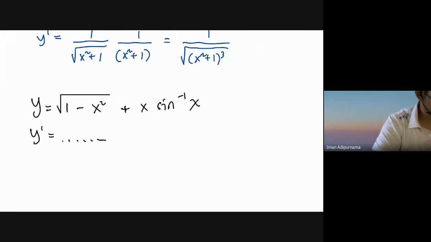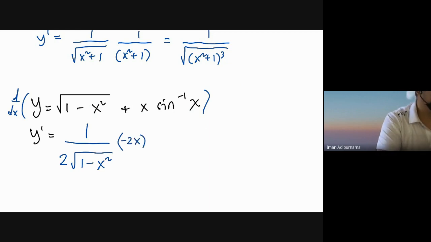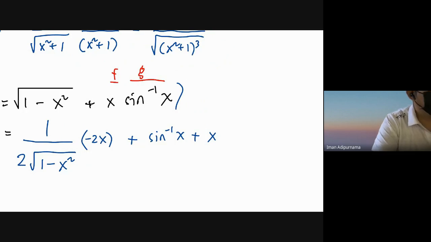Okay, now the second one is a little bit similar in terms of the inverse, but we can go directly. If we want to derive all this, the y prime will be, the square root is becoming, let me write here, 1 over 2 square root of 1 minus x squared, and then multiply with the derivative of the inside. This will be minus 2x. Let's just write that first, and then plus, this will be the chain rule. So first is the sine inverse x, and then plus x, and then multiply with the derivative of sine inverse.